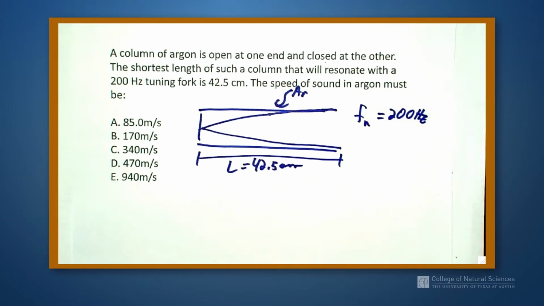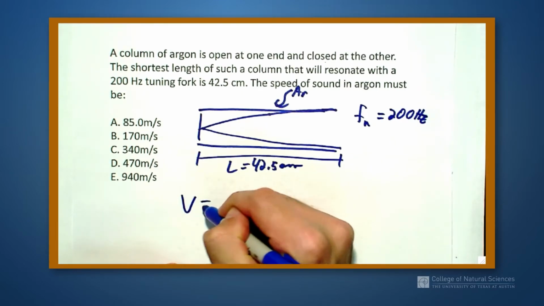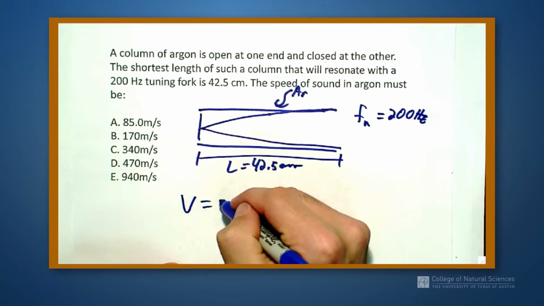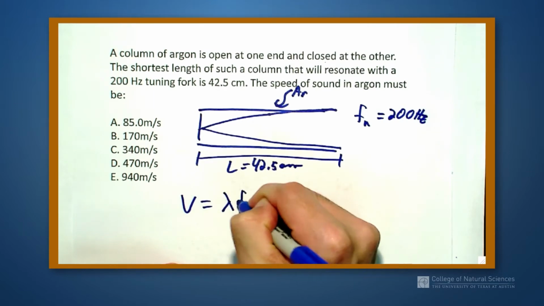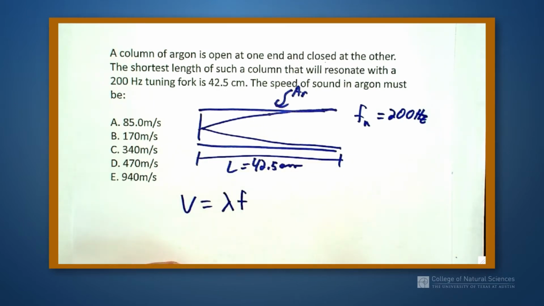And I want to know what is my speed of sound. Well, the ultimate equation that I need to use is the frequency times the wavelength, which gives me my velocity. So I need my wavelength. If I get my wavelength, I'm done. I have my frequency. I don't have lambda. If I get lambda, I multiply it by the frequency, and I'm okay.